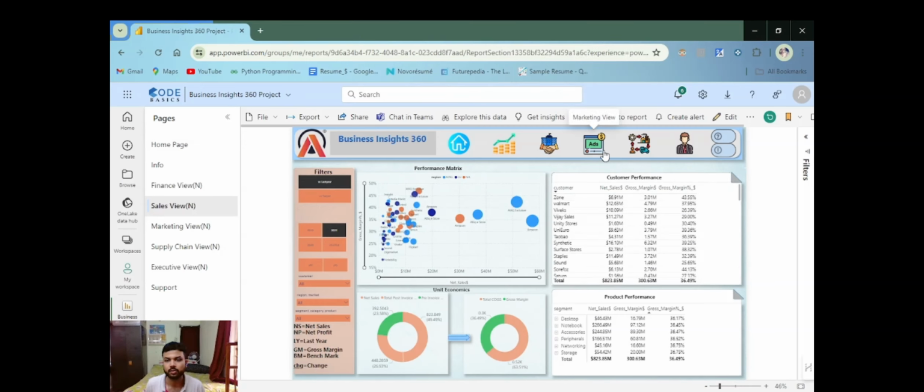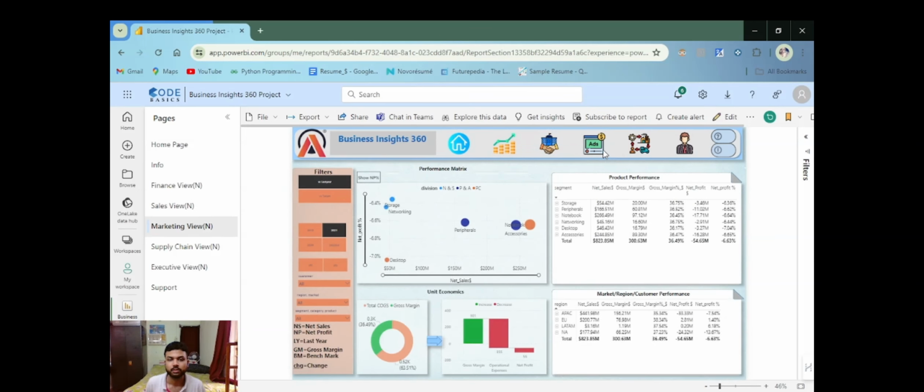Now let's go to our marketing view. So as we can see in the marketing view, it is almost similar to the sales view, and the market view is mainly focused on the products, and we know that the company's net profit is impacted due to too much spending on operational expenses. On the right hand side, we can see two tables. One is product performance, another one is market or region or customer performance.